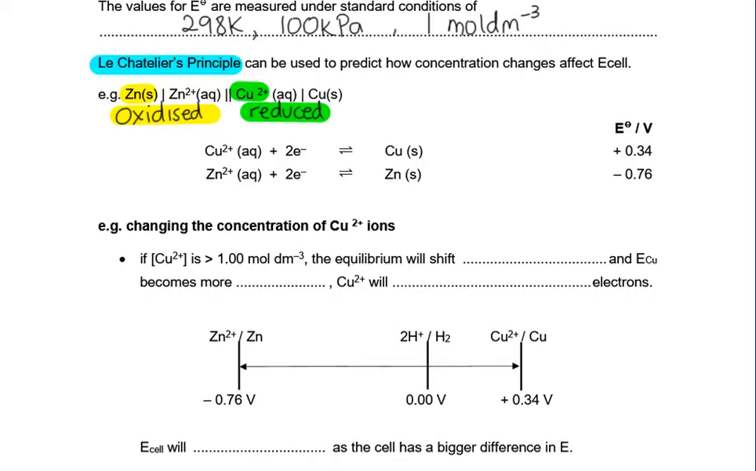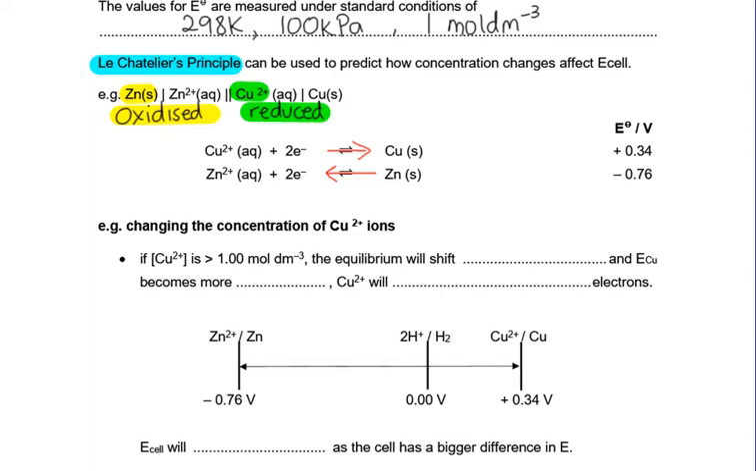We could have got that from the numbers as well, because the most positive one gets to go the way it's written as a reduction, so it's going forwards. So we would know that this reaction would be going forwards because it's more positive, and this other one would be going backwards because it's more negative. Zinc is being oxidised, copper 2+ is being reduced.